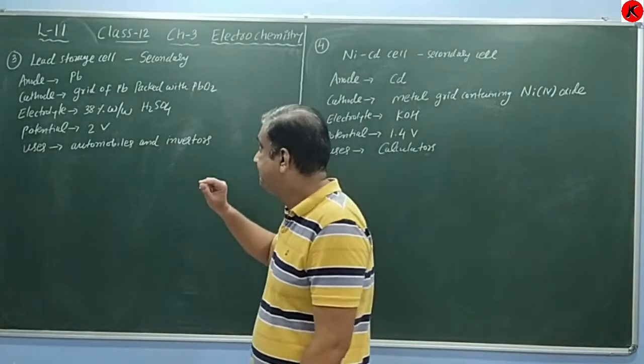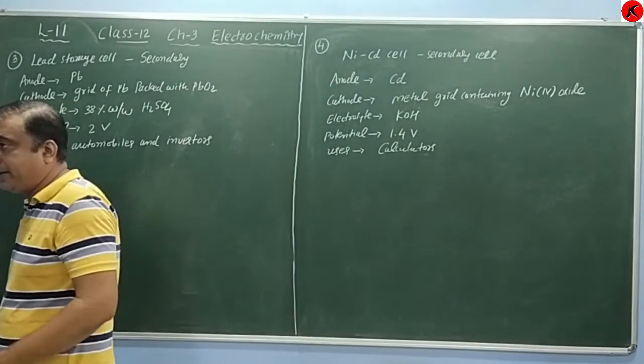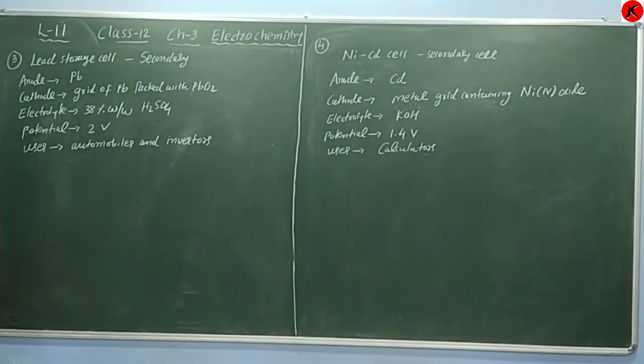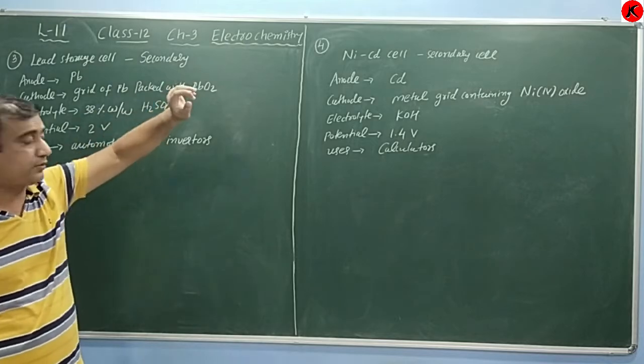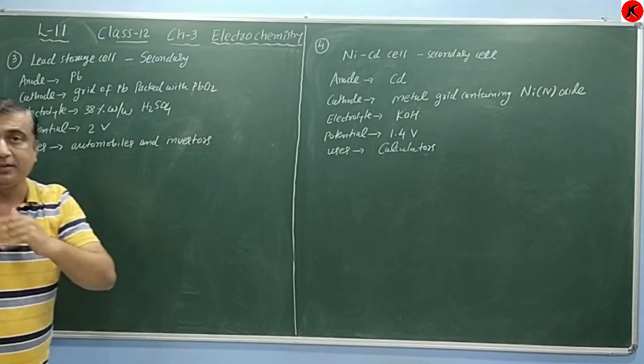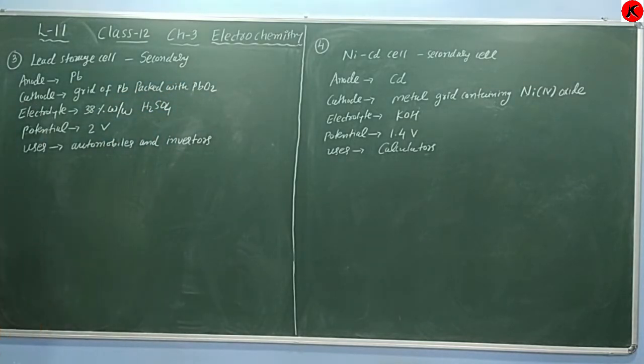Secondary cell. Example of a secondary cell. Secondary cell means it can be charged. The first example is the lead storage cell. That means the lead storage battery is a secondary cell, that means it can be charged.